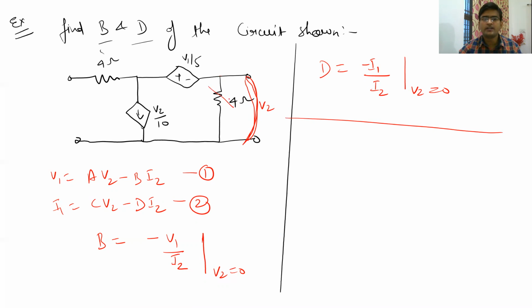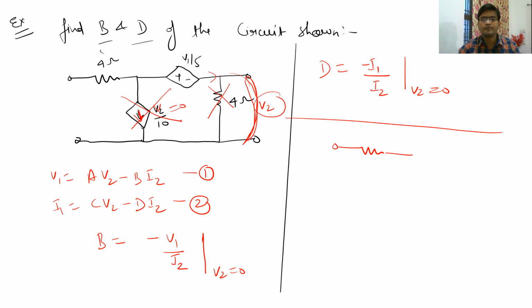So when you short circuit, there will be no meaning of this 4 ohm voltage source because all the current will be going through the short circuit. And also when V2 is 0, you can see that in this circuit, this current source is dependent on V2. So if V2 is 0, what will happen to this current source? It will be 0. So it means it will be open circuit.